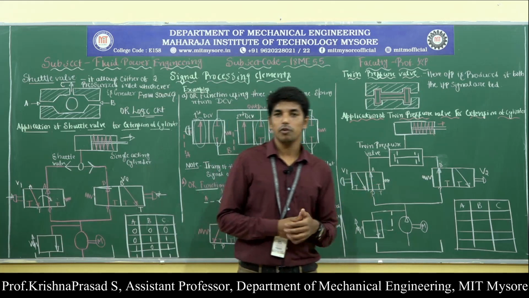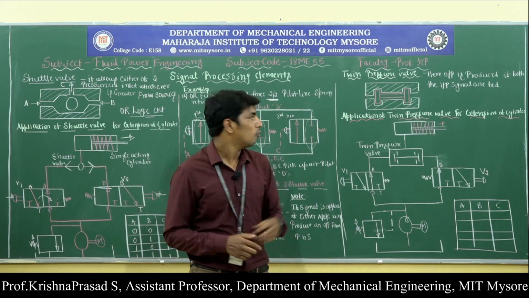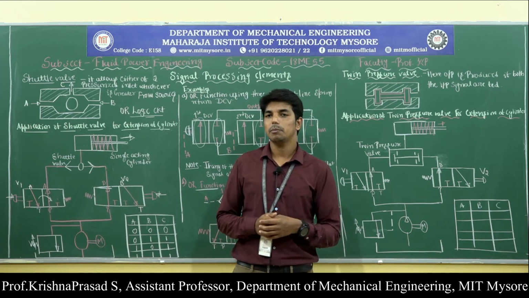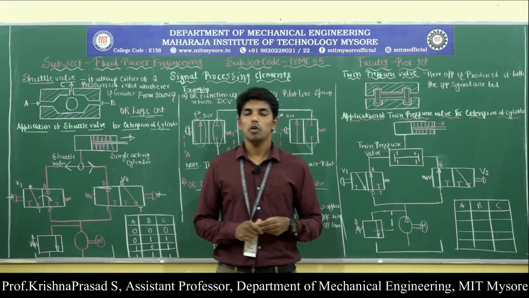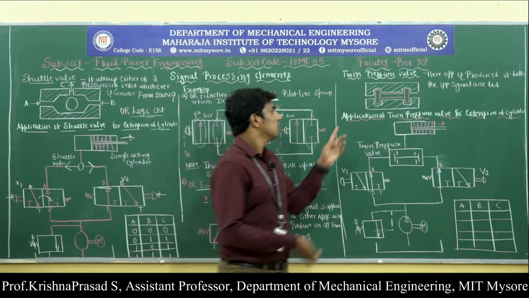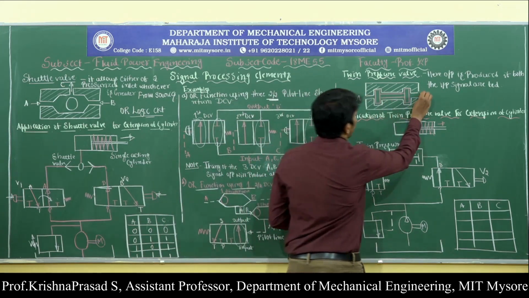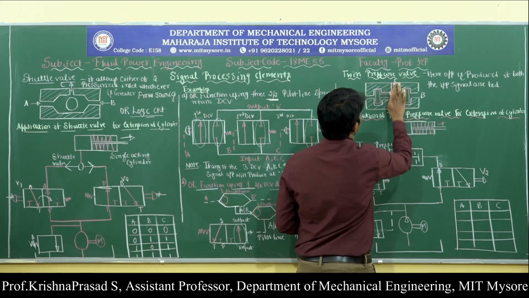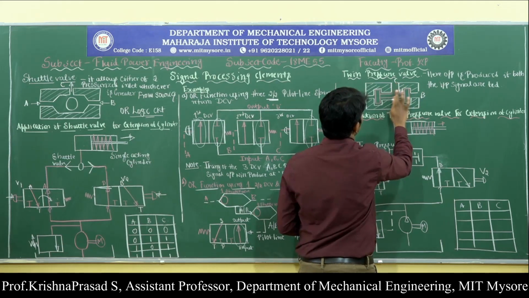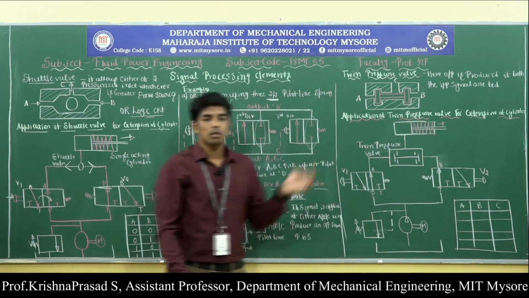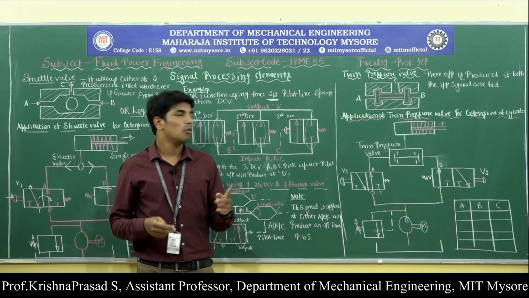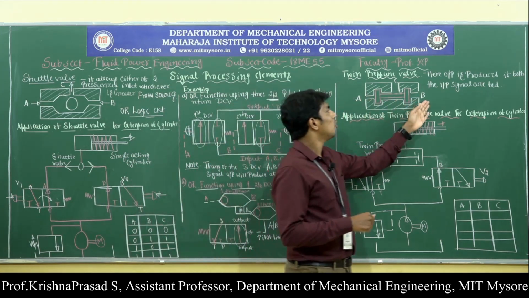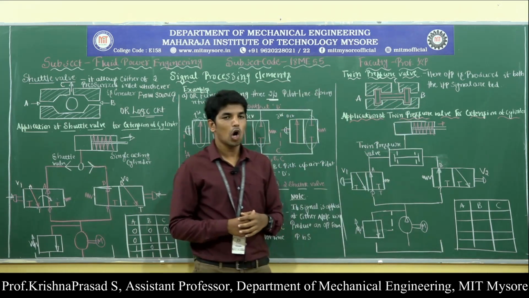Before we go on to the AND function, first we need to understand what is meant by the twin pressure valve. So what is meant by the twin pressure valve? The twin pressure valve also has 3 ports, similar to the shuttle valve. That means here A and B act as the inlet ports, and C acts as the outlet port.